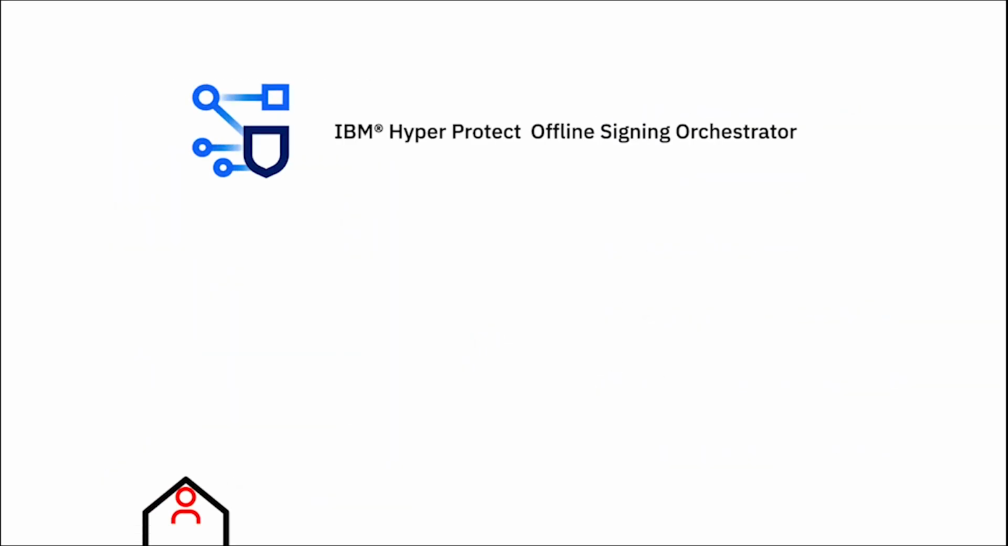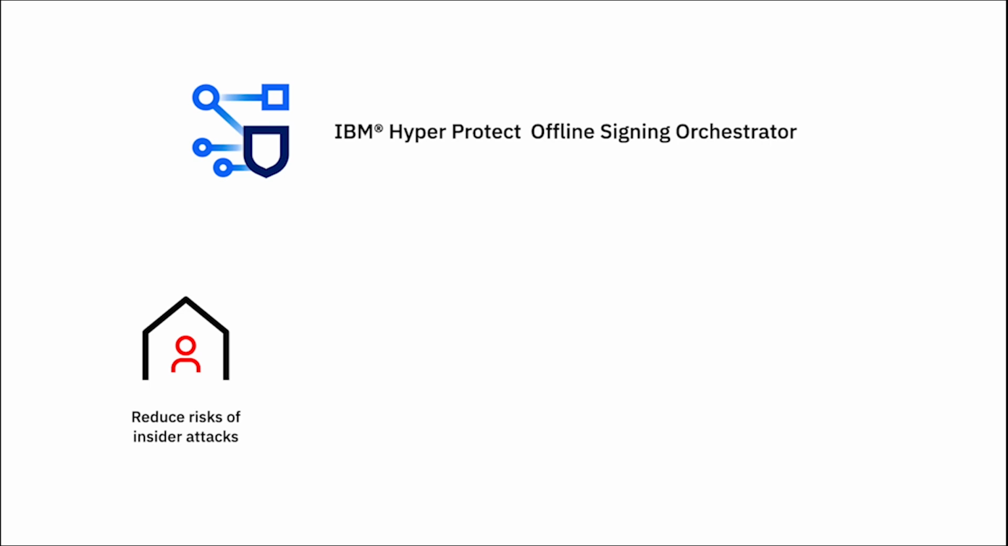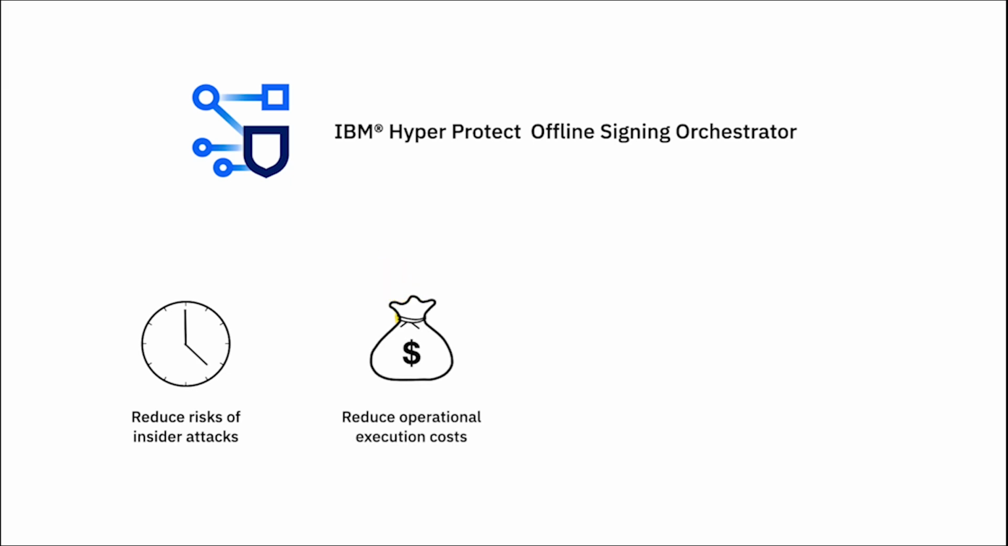HyperProtect Offline Signing Orchestrator reduces the risk of an insider attack because the data center admin with privileged access to the USB stick or laptop are no longer necessary. Also, because of the time-based security features that can be set to determine how often a transaction is signed and published to the blockchain, forced attacks are deterred. It reduces operational execution costs as there is no need to pay for the additional data center admins to perform these manual tasks. Operational error risks caused by human interaction are eliminated because the transaction process is automated.